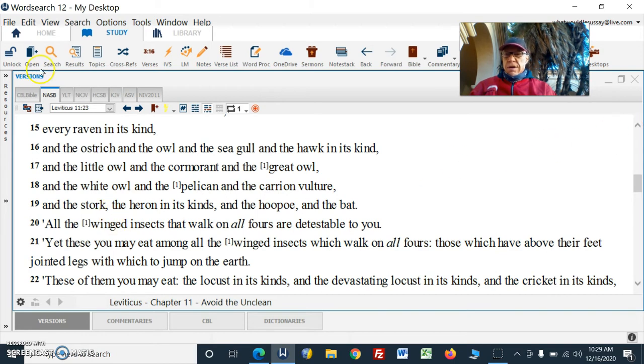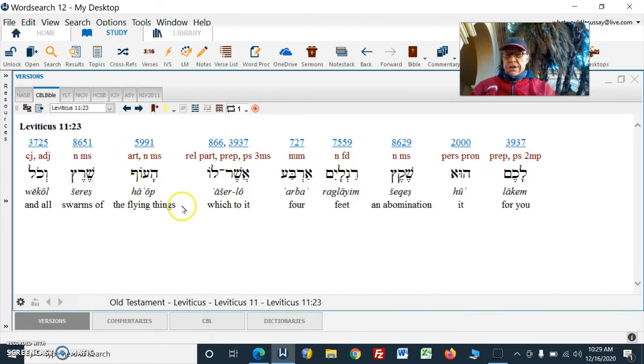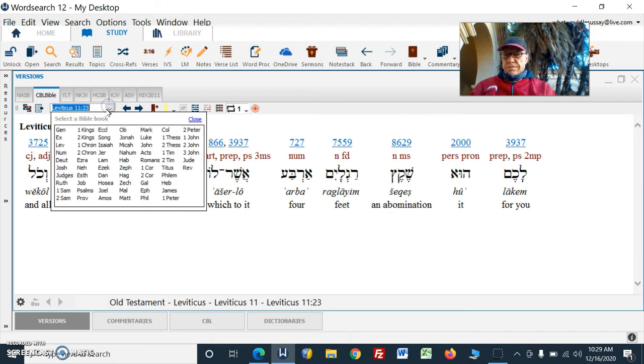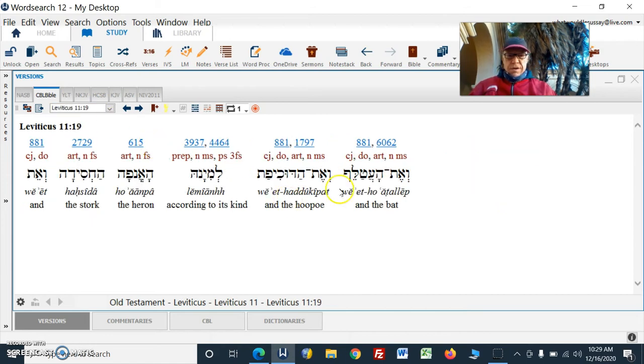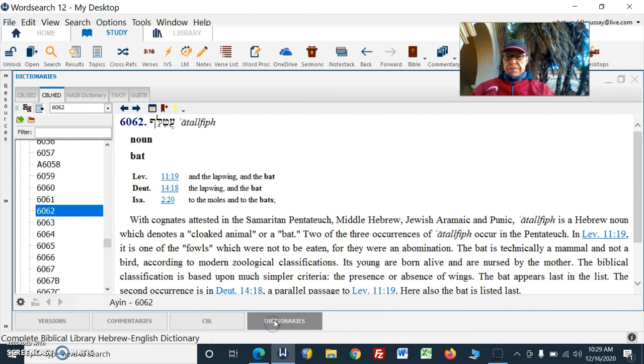So let's look at 11:19 in the Hebrew. And the bat. It says bat there. Atallêph. There's that word. Let's look in the dictionary. Now it says bat. And it's in these 3 places, like they said.